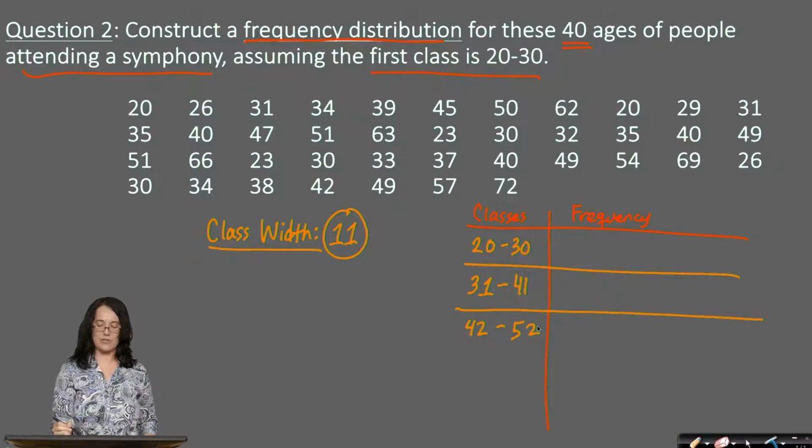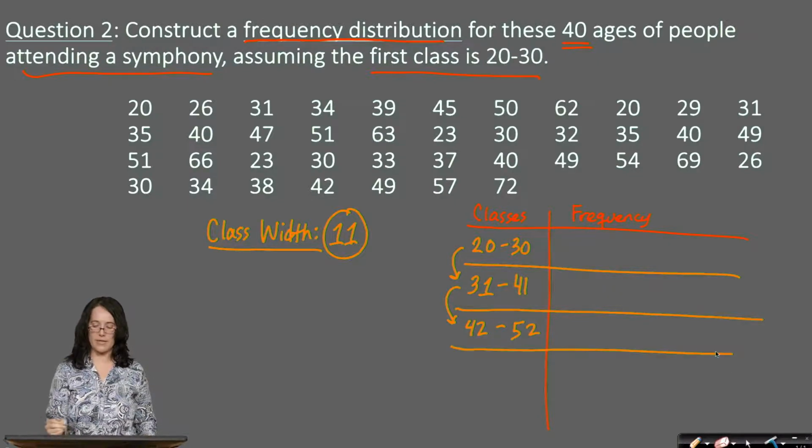What some students do is add 11 to 20 to get 31, then add 11 to 31 to get 42, and they continue from there. So the next class would be adding 11 to 42, you're at 53, and adding 11 from there, where are we at? That would be 63. That's right. And so we continue to our next class, and we get 64 to 74.